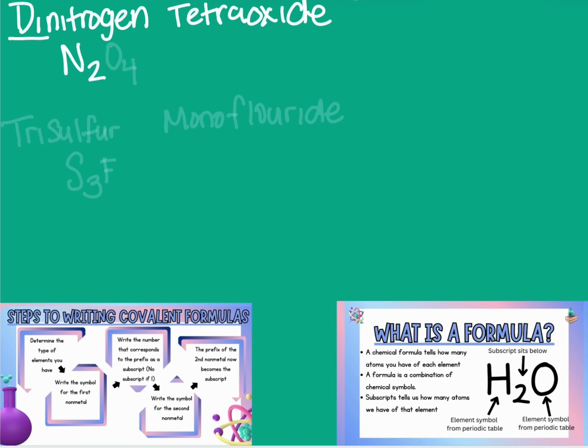Then I'm going to go to my second element, and my second element is oxide. I know that oxide is technically oxygen, but when I write out my second nonmetal, I have to end it in IDE. So it's just oxygen, and since it's just oxygen, I'm going to write O. And then tetra, when I look at my prefix page, I know that tetra means 4. So I have N2O4.